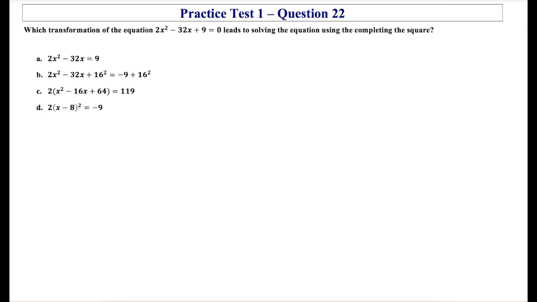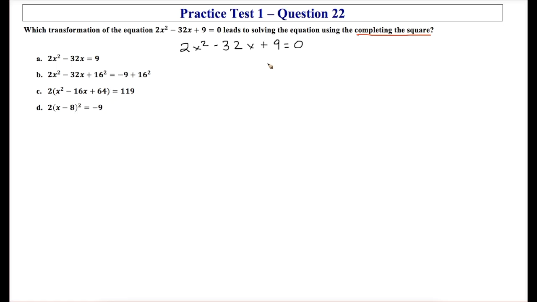Which transformation of the equation 2x squared minus 32x plus 9 equals 0 leads to solving the equation using the completing the square method? Well, so we can understand the process in completing the square, we're going to start by completing the square of the given equation. We have 2x squared minus 32x plus 9 equals 0.